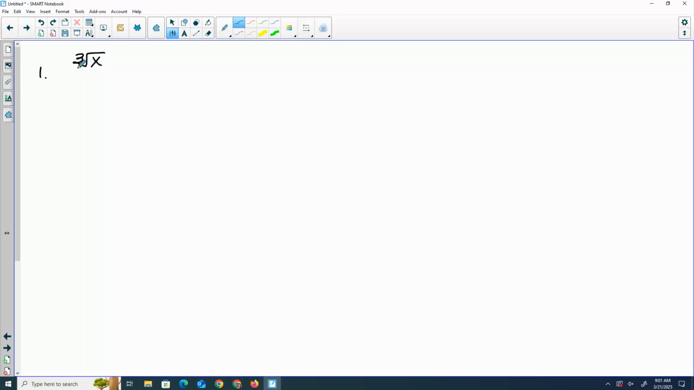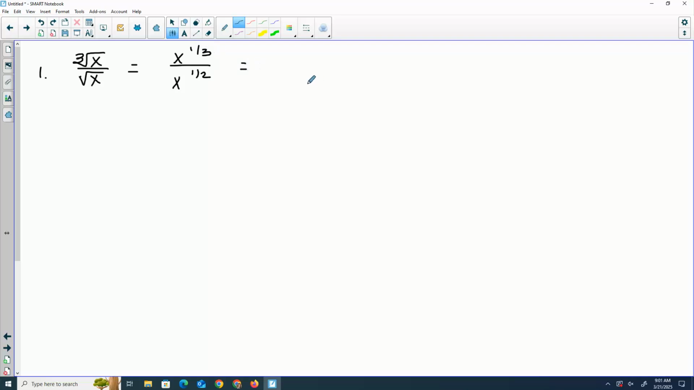So the directions say to write them with positive rational exponents. Rational exponents are fractions, and in the final answer they have to be positive. When I see a cube root, that means a 1/3 power. When I see a square root, that means a 1/2 power. Then we're using properties of exponents.